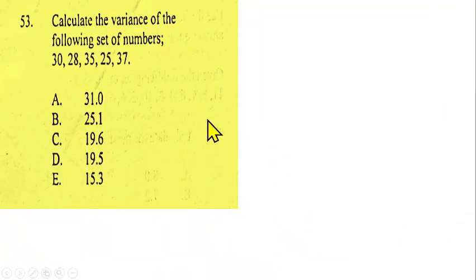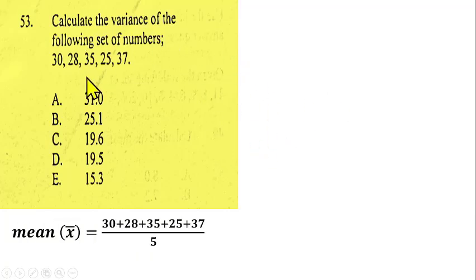Question number 53, we have to calculate the variance of the following set of numbers: 30, 28, 35, 25, 37. In finding variance, we need the mean. To find the variance of this set of numbers, we need to find the mean. So the mean is to add all the numbers together divided by 5. That should be 155 when you add it together divided by 5, that gives us 31. So the average of the numbers is 31.